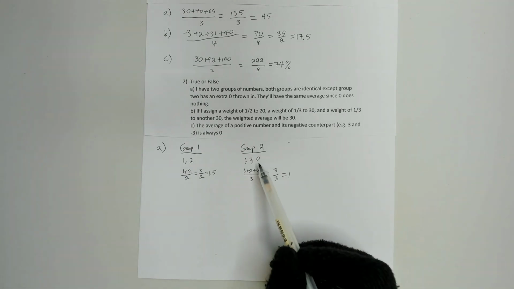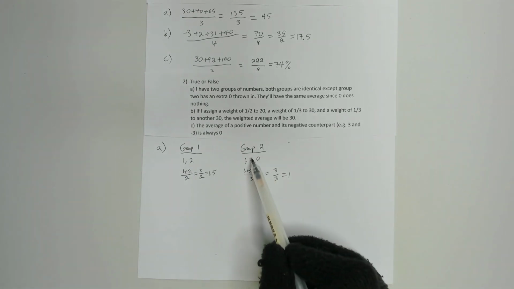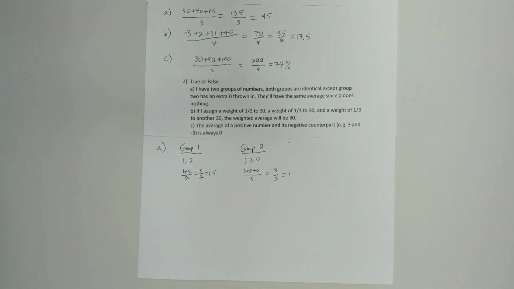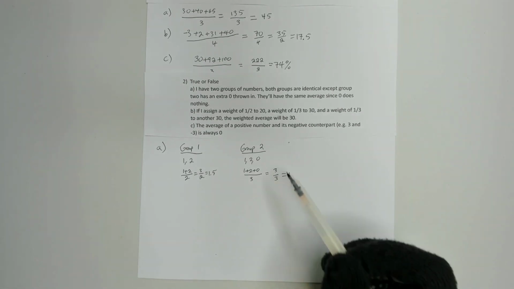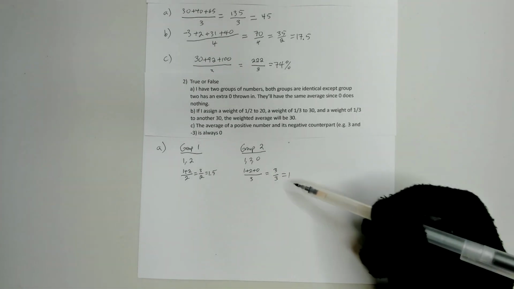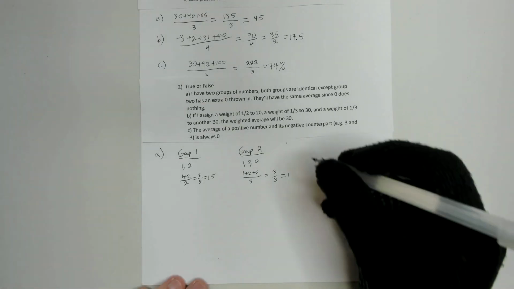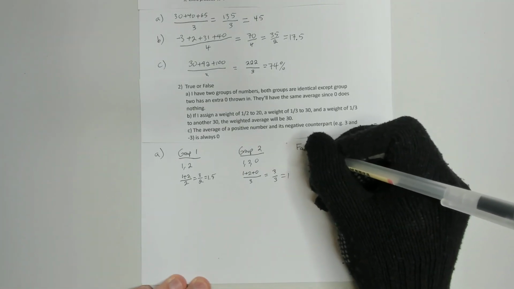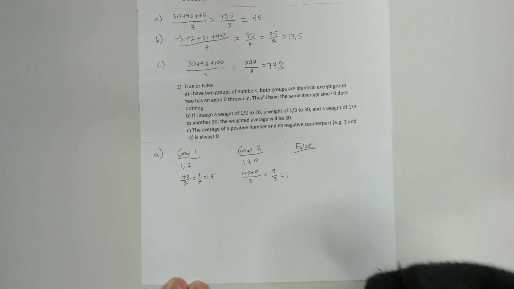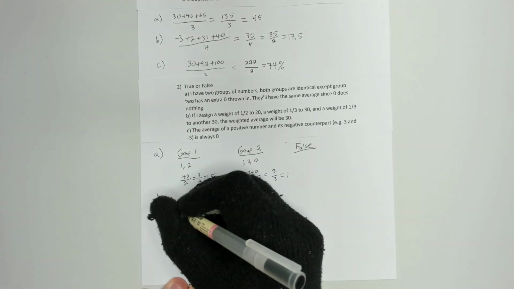But that does mean we're allocating some weight to this, which means we have to allocate less weight to 1 and 2, which gives us a different number overall, and we get the number 1 instead of the number 1.5. So that means that part A has to be false. They will not have the same average. All right, let's look at part B.